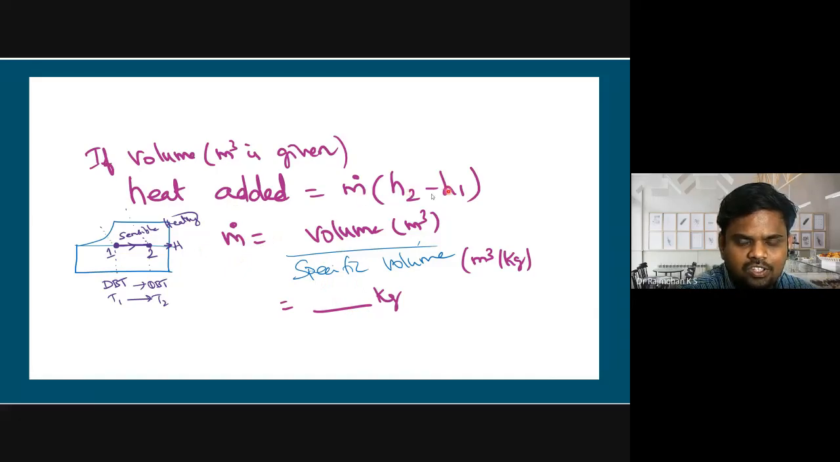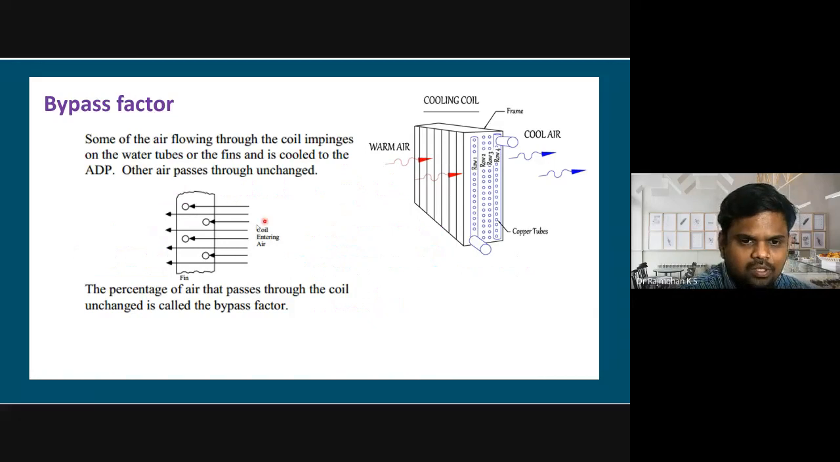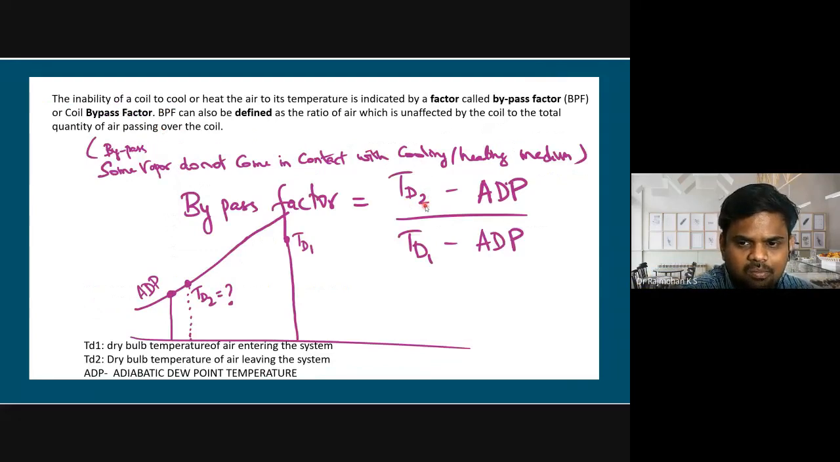So we can get the mass flow rate, and H1, H2 are enthalpy values, which can be taken from the psychrometric chart. Another factor is the bypass factor, which is defined as the dry bulb temperature minus adiabatic dew point divided by dry bulb temperature minus adiabatic dew point, for the two points 1 and 2. So we can find out the bypass factor. This formula is used. Okay.